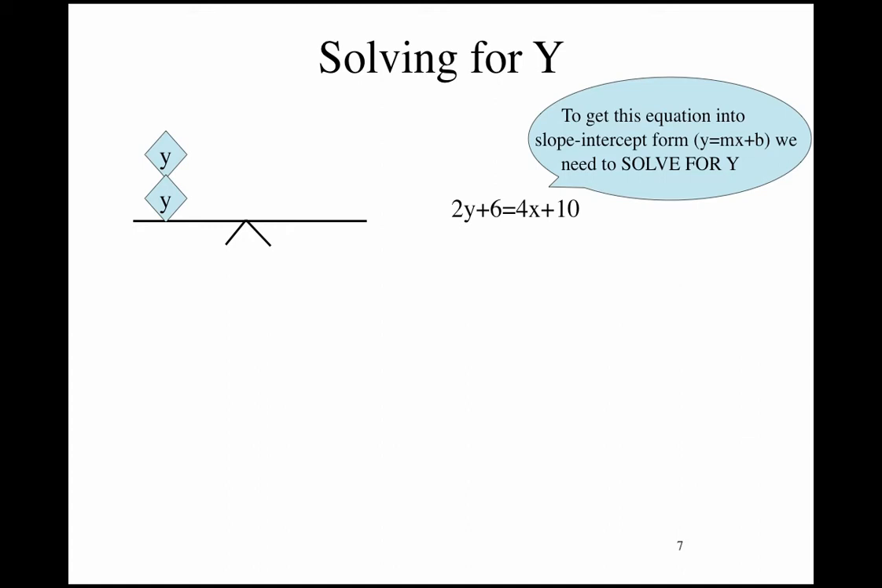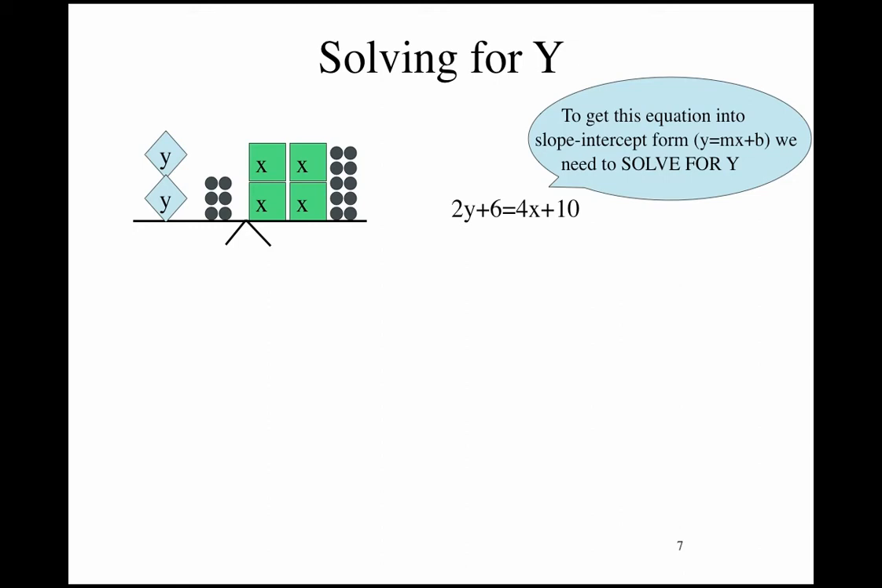Let's build a model for this equation and then use the steps that we can apply to keep equations balanced to get the y all by itself. So first, let's build 2y plus 6. So on the left-hand side, there's 2 y's plus 6 individual ones, equals, it balances with 4 x's plus 10. So there's a picture of our equation.